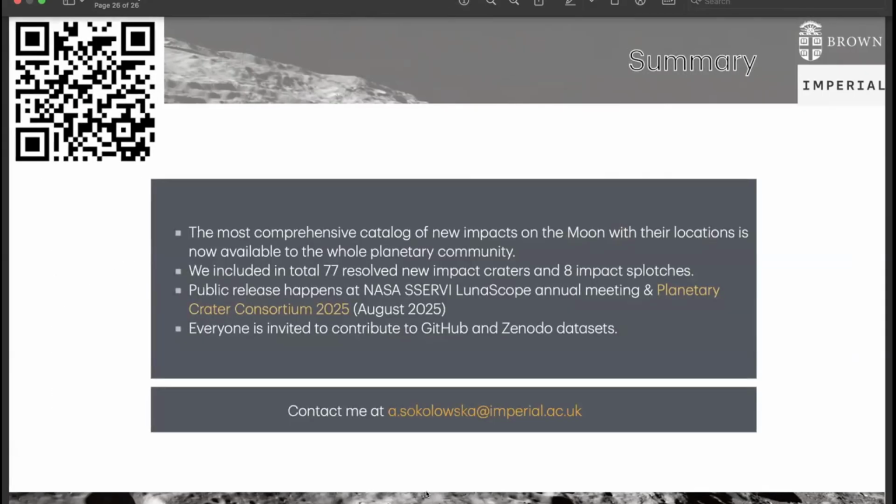So for those who like QR codes, you can scan it and get to the Zenodo. I would just like to say that everyone is invited to contribute, and if you have any questions, you can email me. I'm done. All right, thank you very much.